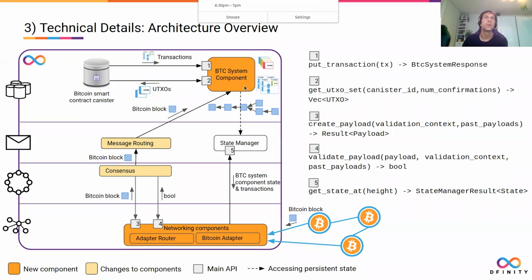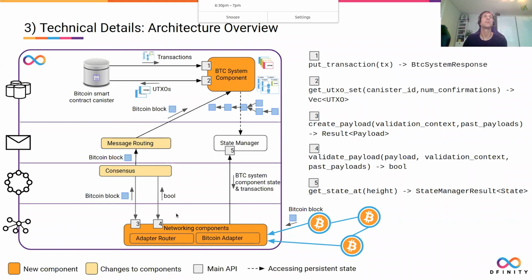And the persistent state of the BTC system component is made accessible through the state manager, which allows the networking components to get the state. And with that state, the Bitcoin adapter can determine what Bitcoin block to suggest next in the next payload, if any. All right, so this is how the whole circle kind of works.